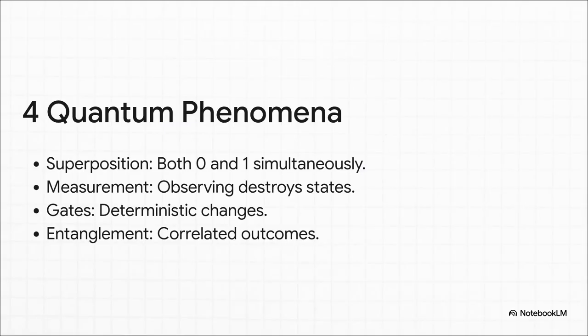So let's bring it all together. What should you really take away from this explainer? Just remember these 4 core building blocks. First, superposition. Qubits can store data like 0 and 1 simultaneously. Second, measurement. The big catch is that observing this data probabilistically destroys that superposition. Third, gates. To actually compute anything, we use deterministic operations called gates to safely manipulate the qubit states. And fourth, entanglement. Qubits can share correlated outcomes over vast distances, totally defying classical physics.